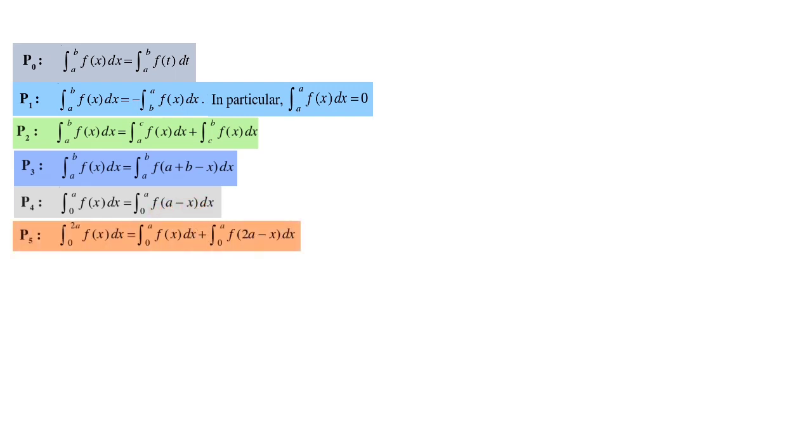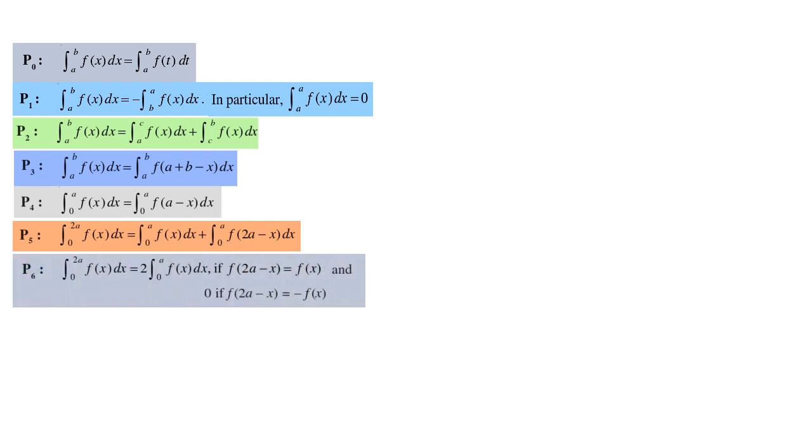The next property is integral 0 to 2a. The previous property was integral 0 to a, and here the limit is 0 to 2a f of x dx, which is equal to integral 0 to a f of x dx plus integral 0 to a f of 2a minus x dx. This is the way we split the integrals. When we apply these properties in the problems, it will be more clear for you.